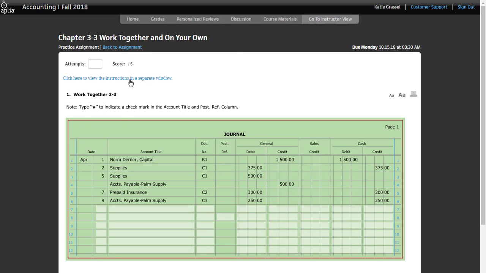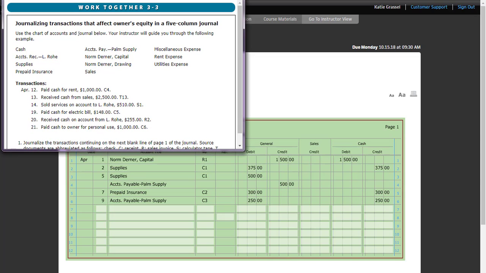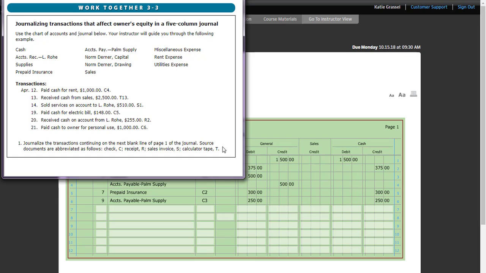So our instructions for today are that we are working with a chart of accounts and we're going to record transactions using page 1 of the journal. Source documents are abbreviated as follows: C, check; R, receipt; S, sales invoice, so this is a new one; and then we also have T for calculator tape. So we have 2 new source documents that we're going to be working with.